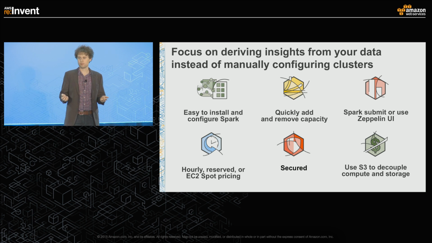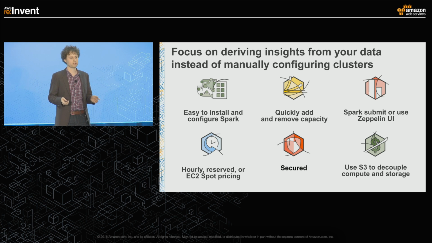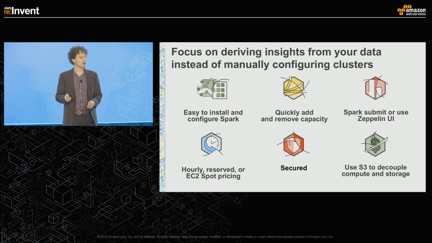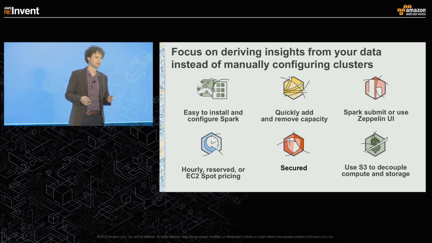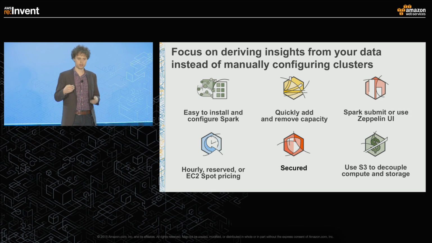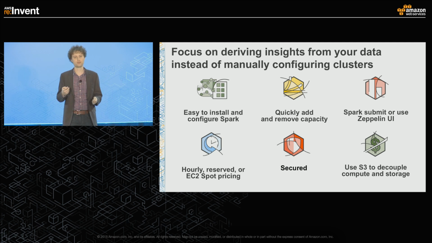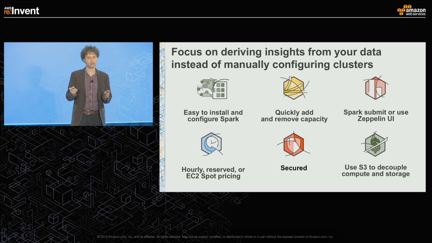So Amazon EMR, we launched full support for Spark in June, which we were very excited about. We had customers running Spark long before that, installing via Bootstrap action. And there's a few interesting features that we found customers really like when running Spark in EMR. It really boils down to a few high-level points. It's super easy to install and configure Spark on EMR. It's really easy also to add and remove capacity. It's just an API call.